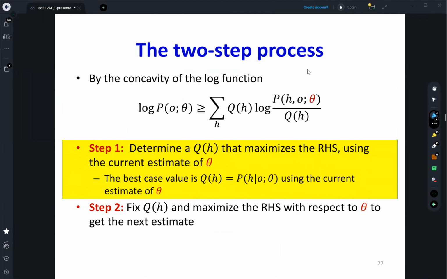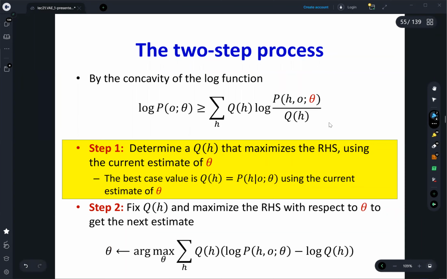And so overall, the first step in the iteration is going to be to find the Q of H that maximizes this term to the right. That's called the empirical lower bound. You choose the Q of H to maximize the empirical lower bound. And then you fix the Q of H and choose the theta to maximize this term to the right, which also does the same thing, right?